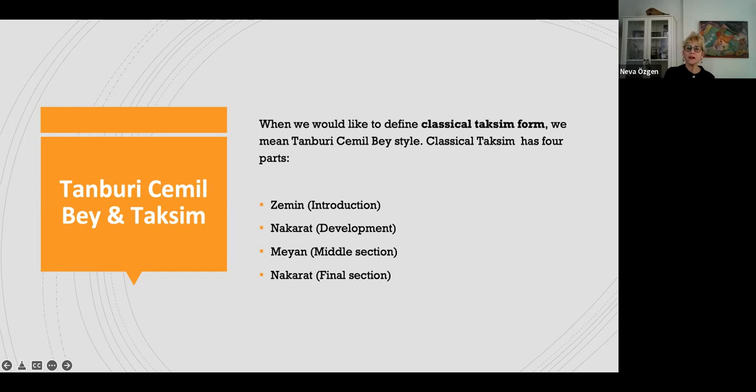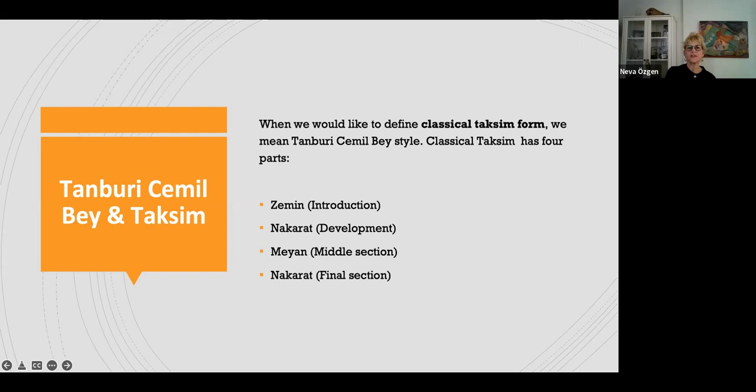Meyan, on the other hand, shows a developmental structure on condition that it does not move away from the main theme. High pitches can be used. It diverts from the main makam, but it returns at the end. This tension can be quite different from other sections. Following the meyan, there is again the nakarat. In this section, the melodic structures in the first nakarat section are evoked.